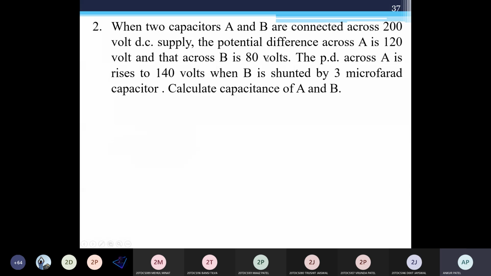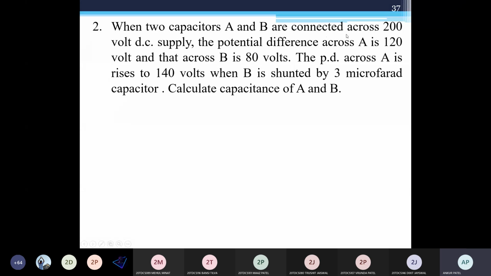Now, two capacitors A and B are connected across a 200 volt DC supply. The potential difference across A is 120 volt and across B is 80 volt. The PD across A rises to 140 volt when B is shunted by a 3 microfarad capacitor. Calculate the capacitance of A and B. Here two cases are given. In the first case, what is given?